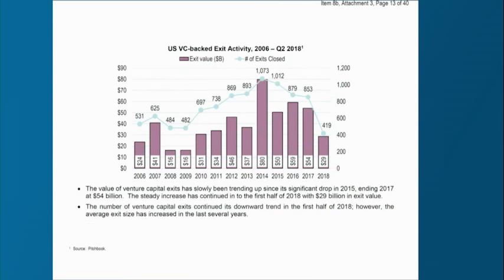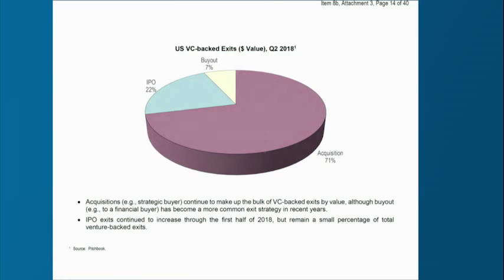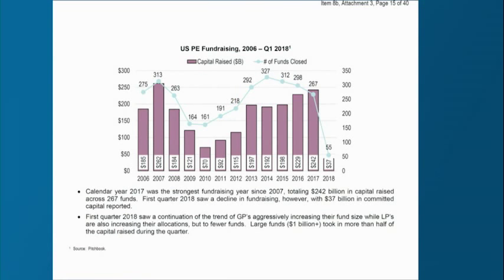If we turn to the next, take a look at fundraising. One thing to point out here is you see 2017, the purple bars represent the capital raised by dollar value, and then the blue line, again, number of funds closed through the first quarter. And what you'll see is the purple bars are trending up, where the blue line is trending down. And so what we're seeing in the market is a trend that has continued, is that GPs are increasing their fund sizes, while the LPs are increasing their allocations, but to fewer funds. So it is a trend that we do see continuing.